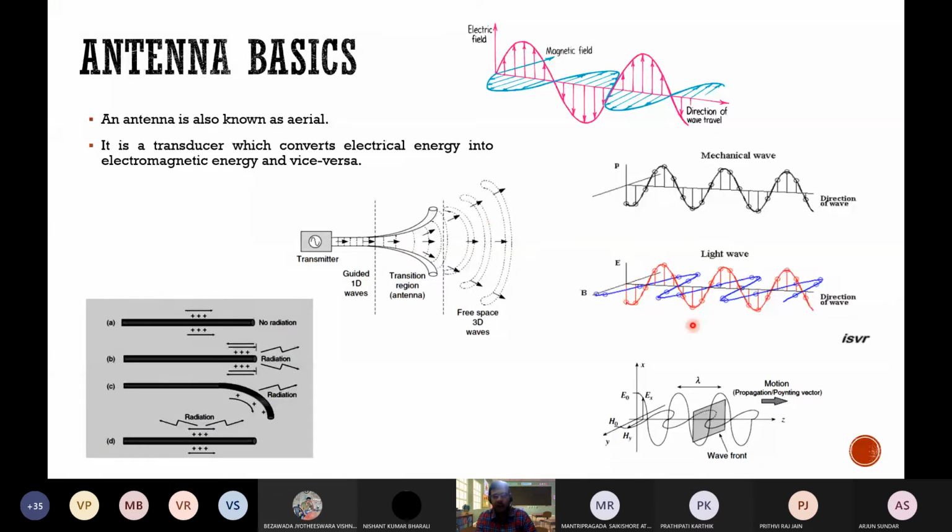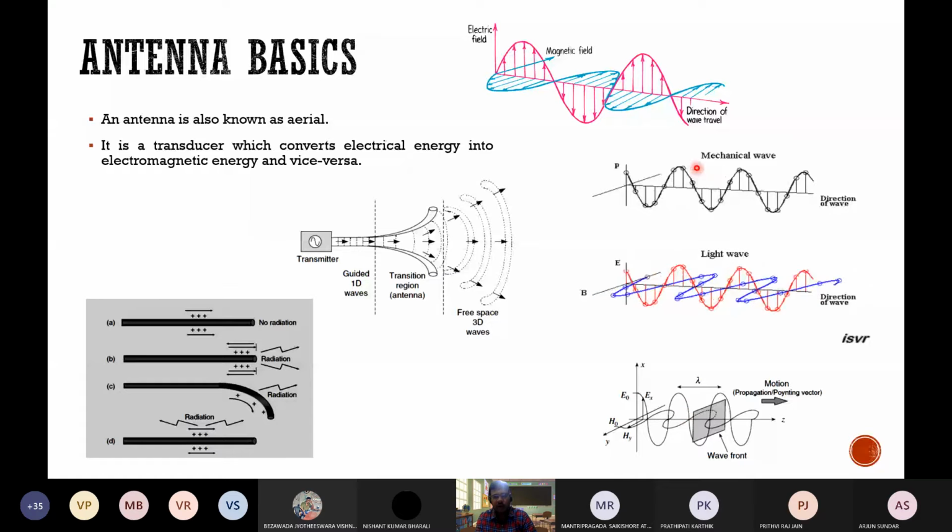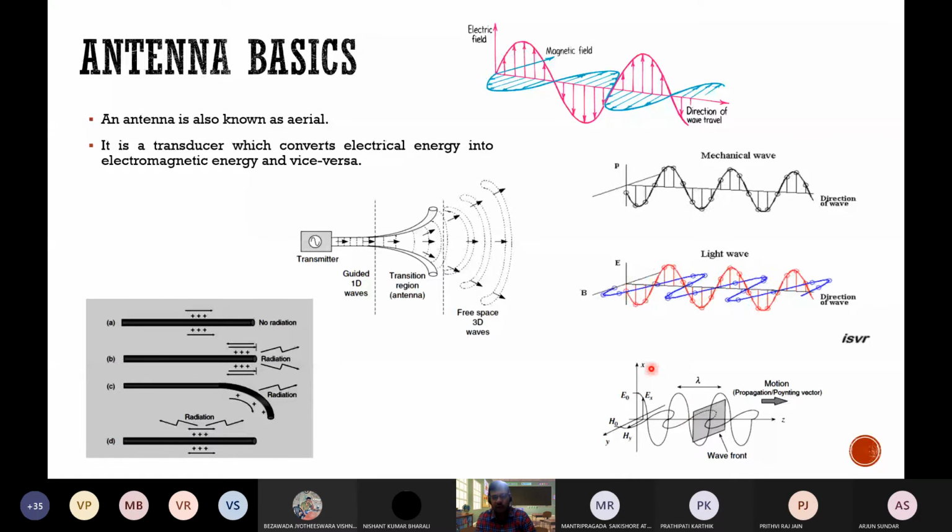Right. Then there were some differences between mechanical or sound waves and light waves. This we have seen.